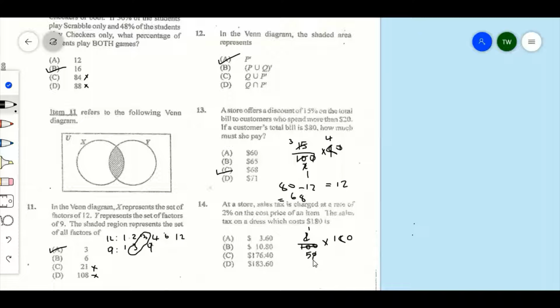And here 0 is going to cancel out 0 here, and 5 into 18 is going to give us 3.6, right? And our answer here is going to be A, which is 3.60.